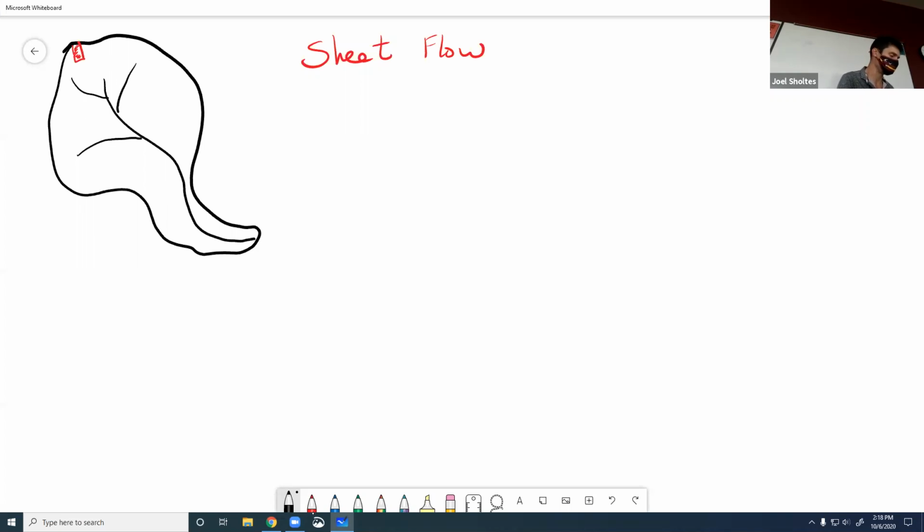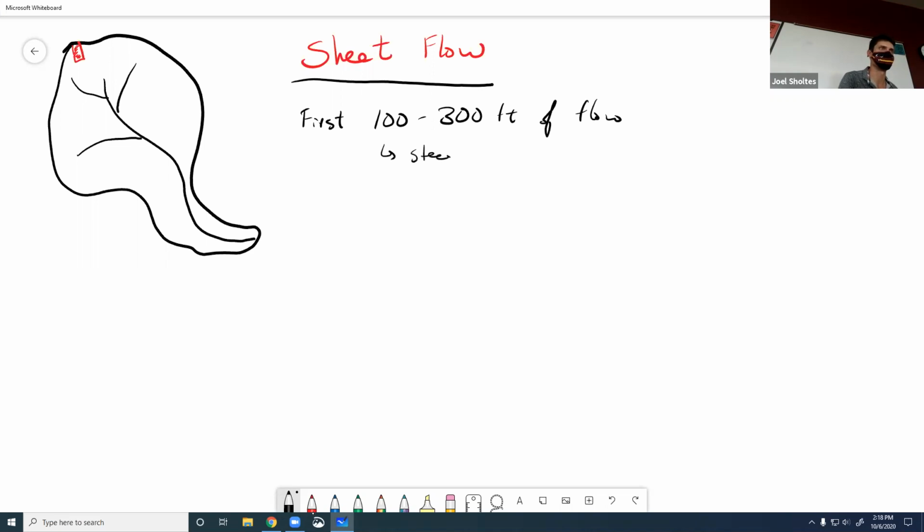So the first thing about sheet flow we need to know is that we only apply it to the first 100 to 300 feet of flow. 100 would be for a steep situation. 300 would be the maximum for a, we'll just say, mild hill slope. What's steep, what's mild? There's just rules of thumb, and you can take a look at the guidance document for that.